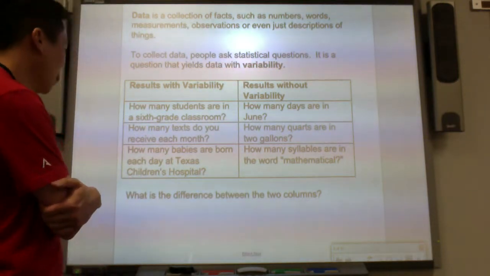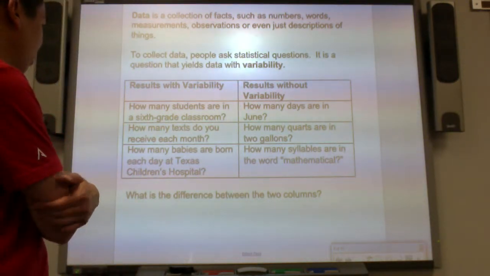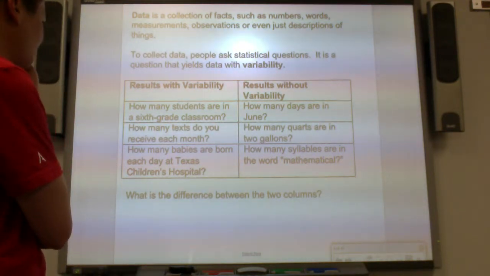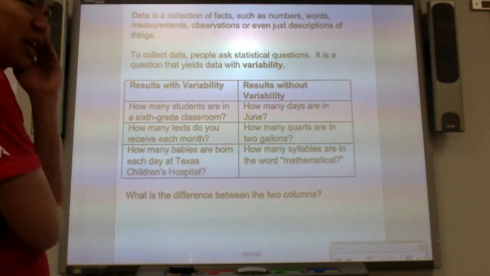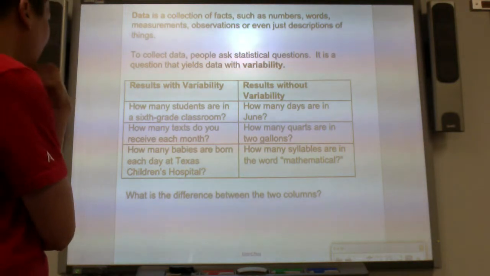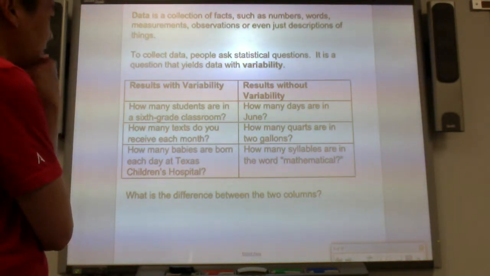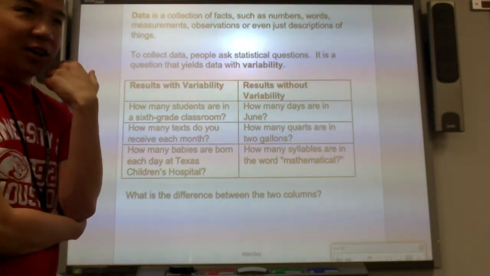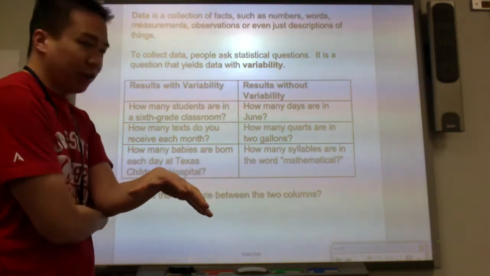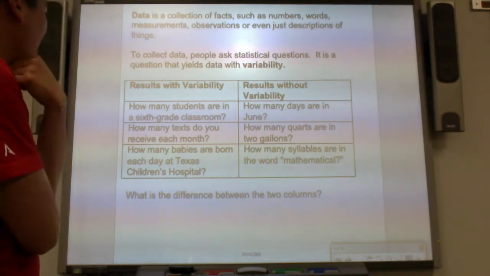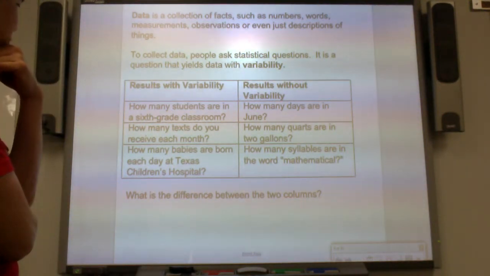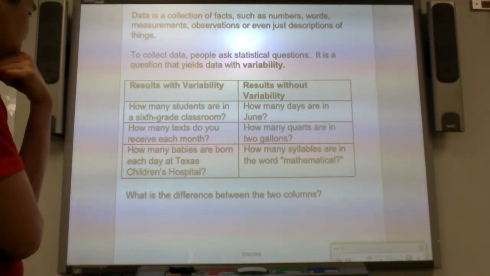Let's see, what is the difference between the two columns? If it has variability: How many students are in a sixth grade classroom? Which classroom are they talking about? How many texts do you receive each month? I don't know, I get a lot of texts in a month. Tyra texts me more in February than other months. How many babies are born each day at Texas Children's Hospital? I don't know. It comes out different numbers.